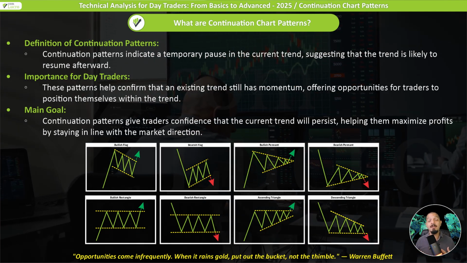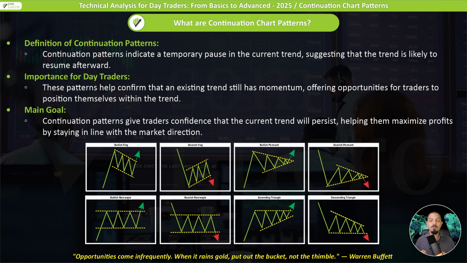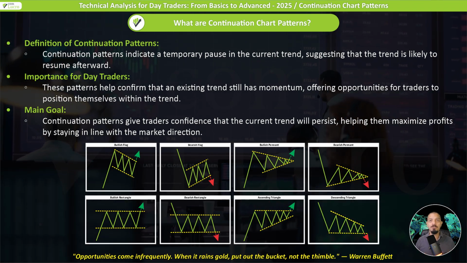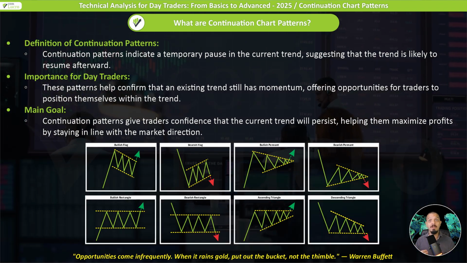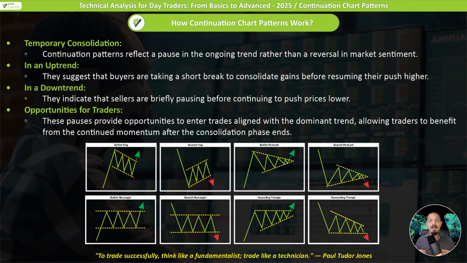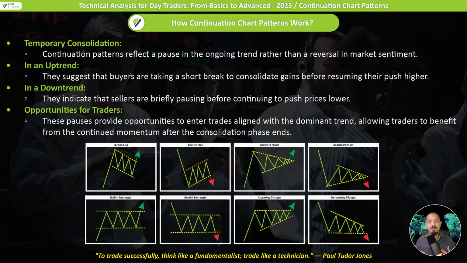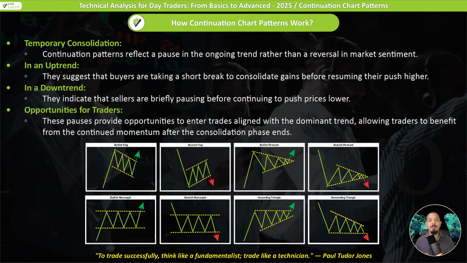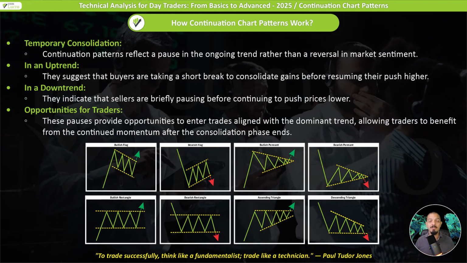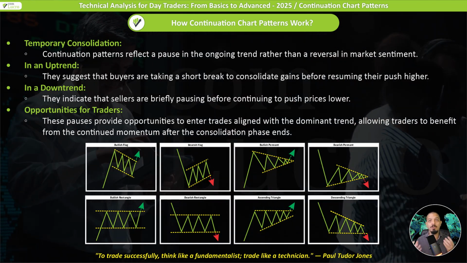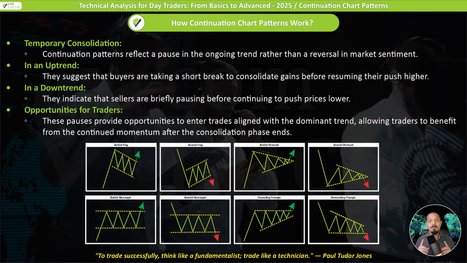By recognizing these patterns early, traders can avoid prematurely exiting trades or missing opportunities to enter positions aligned with the prevailing trend. At their core, these patterns reflect a temporary consolidation or pause in the ongoing trend, rather than a reversal in market sentiment. For example, in an uptrend, continuation patterns suggest that buyers are taking a short break to consolidate gains before resuming their push higher.